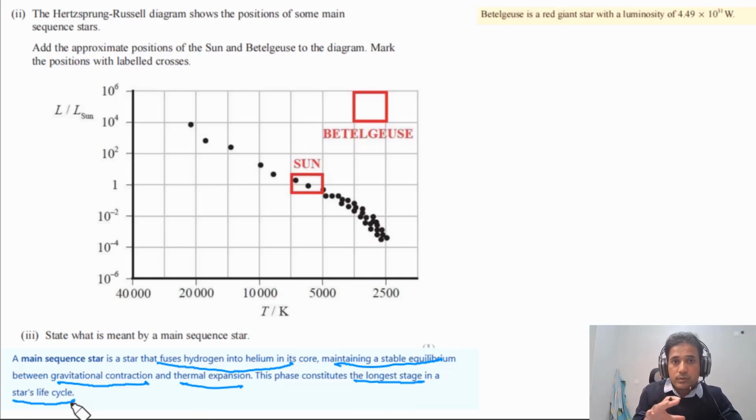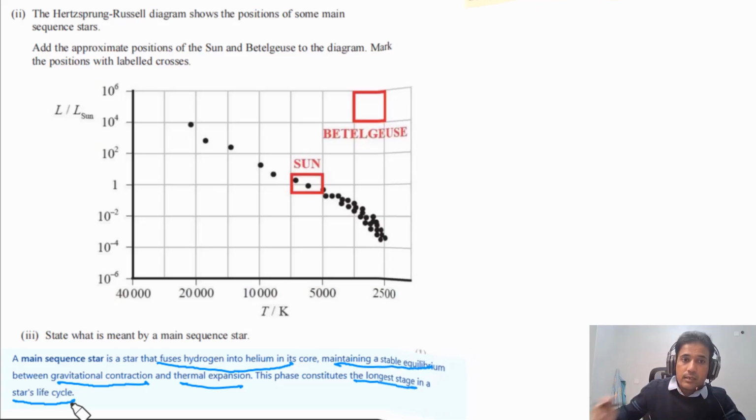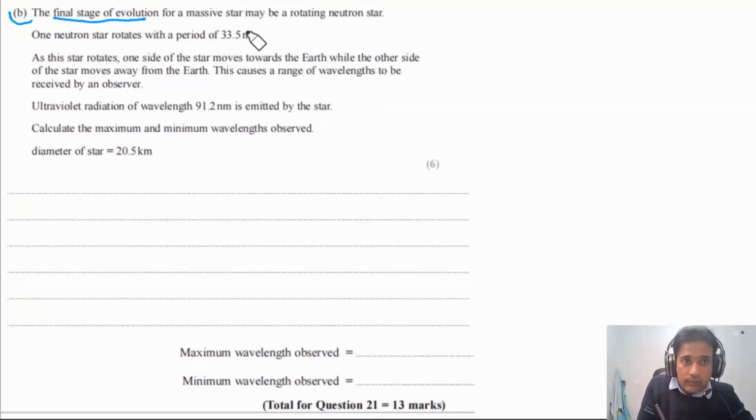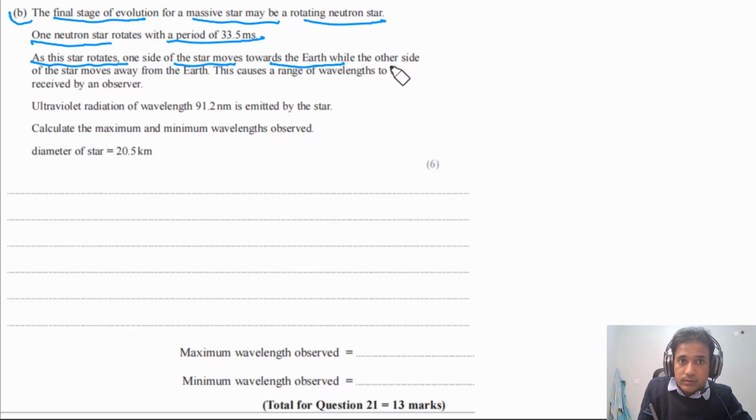So these points you need to understand about main sequence star. Part B says the final stage of evolution for a massive star may be a rotating neutron star. One neutron star rotates with a period of 33.5 milliseconds. As the star rotates, one side of the star moves towards Earth while the other side of the star moves away from Earth. This causes a range of wavelengths to be received by an observer on our planet.